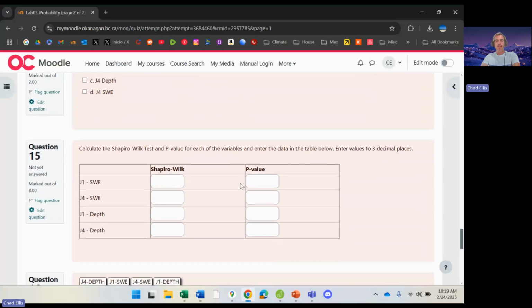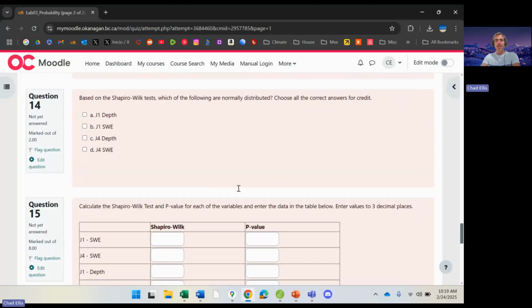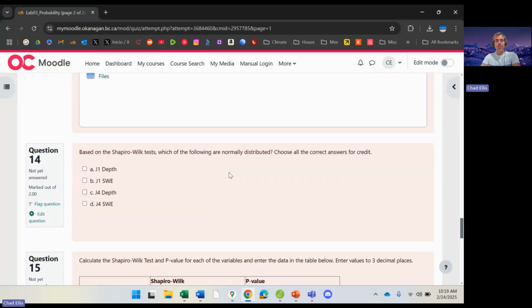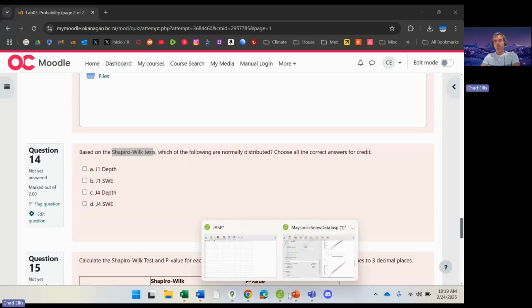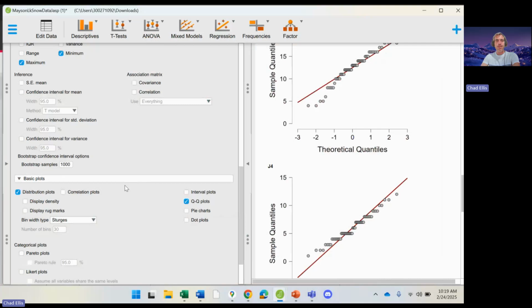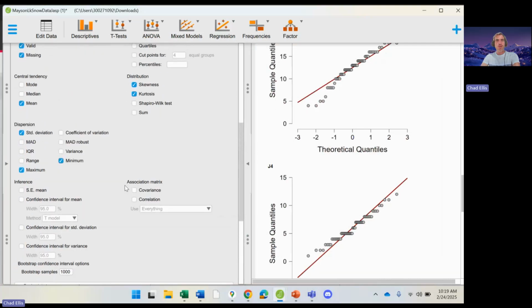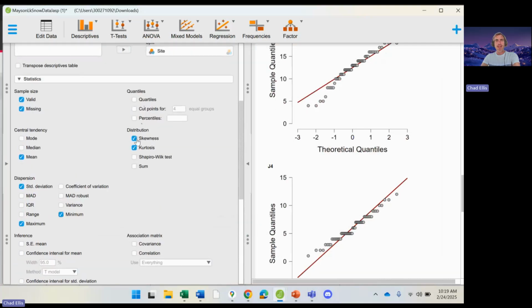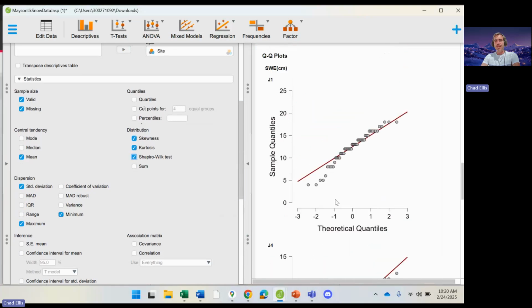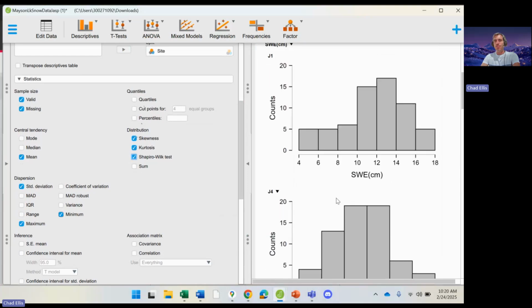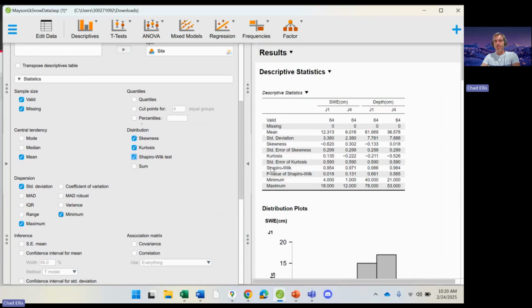Now the last kind of test that we can do to see if our data set is normally distributed or not is a Shapiro-Wilk test. So to do a Shapiro-Wilk test, we're going to go back into JASP here, and I'm going to go back up to my basic stats, and just under where my skewness and kurtosis are, I'm going to click the Shapiro-Wilk test. So that's going to add a couple of values to my descriptor table. You can see them here, Shapiro-Wilk, and p-value of Shapiro-Wilk.